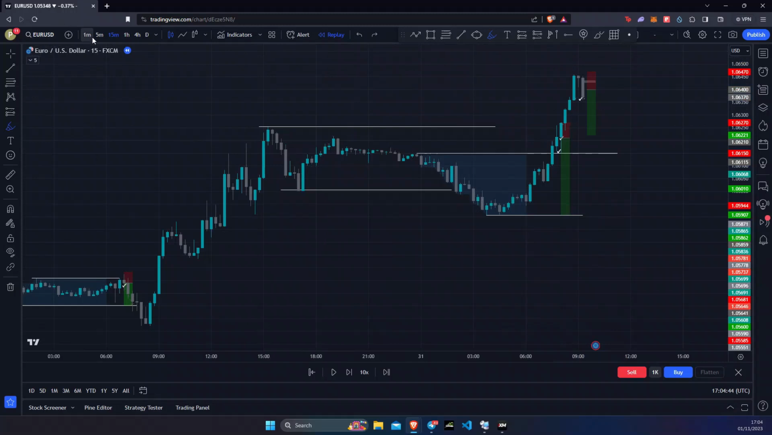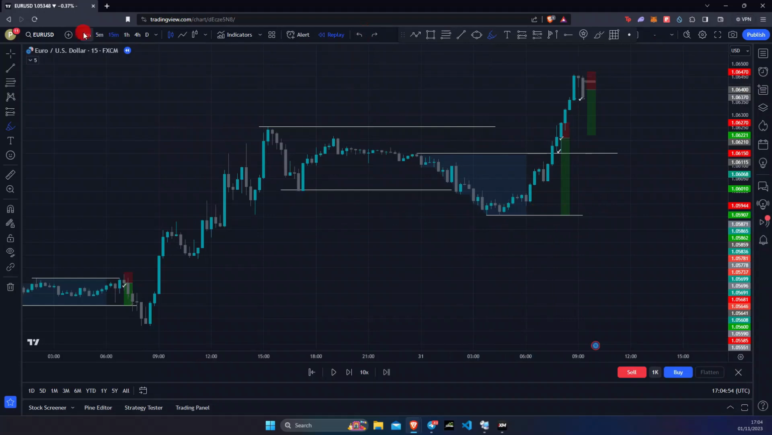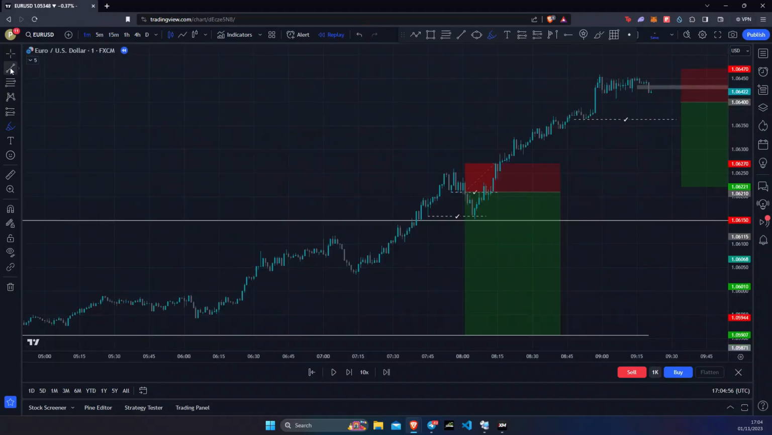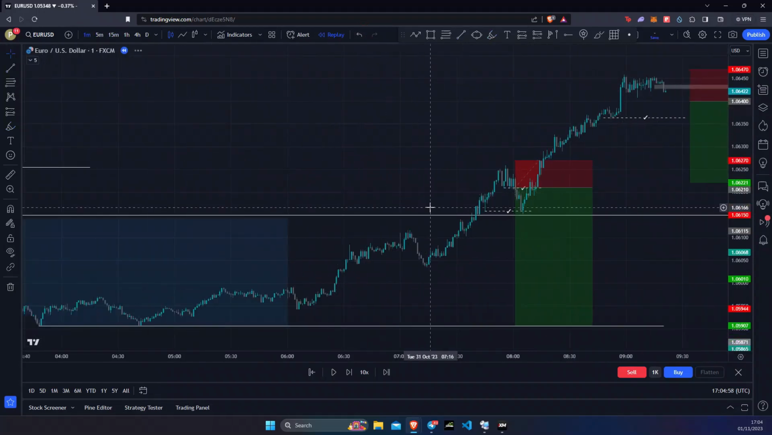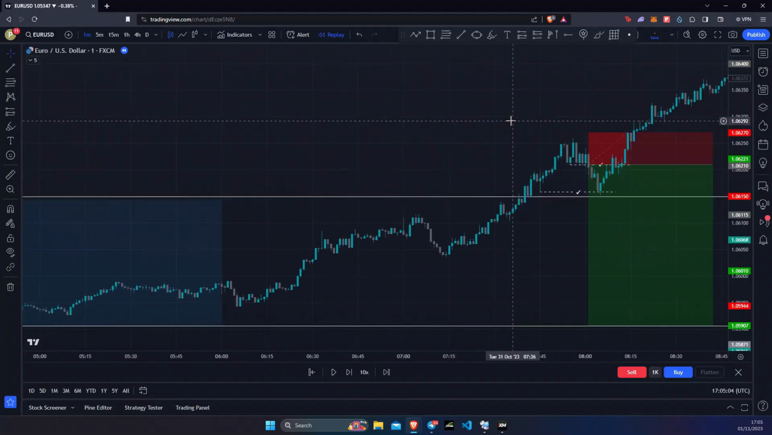However, let me go down to the smaller time frame so you guys can see exactly what it was that I was thinking. So first things first, we've marked out our Asia highs and our Asia lows. Once we've marked that out, we're now waiting for a sweep of either the Asia highs or lows before looking for a market structure shift and a fair value gap for our entry, right?